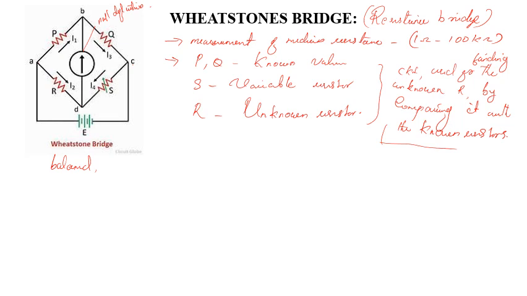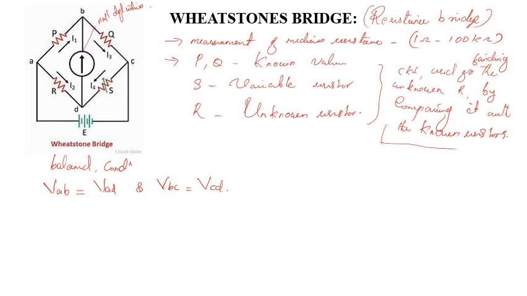So we can write that at the balanced condition, the voltage across the terminal AB must be equal to the voltage across the terminal AD, and at the same time, the voltage across the terminal VBC must be equal to the voltage across the terminal VCD.